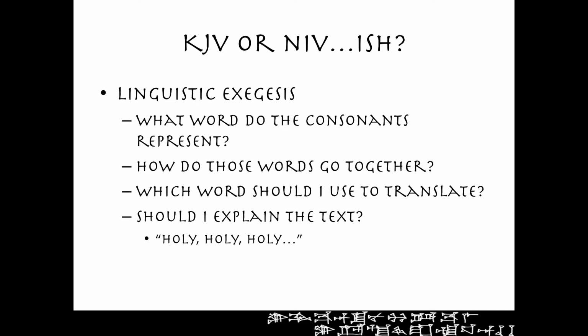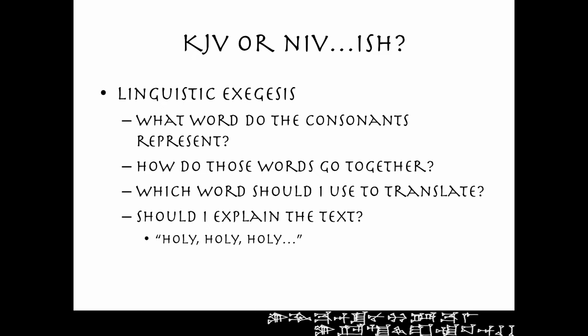So the translator has to say, first of all, what word or words do these consonants represent? Once they figure out what the individual words are, they can then ask, how do these words go together? What's their syntactical relationship? Which words go in which phrase? Sometimes that's not always clear. Then, once they figure out what it says in Hebrew, they have to say, okay, I know what it says in Hebrew. What word most closely identifies that in Greek, if they're doing the Septuagint translation?